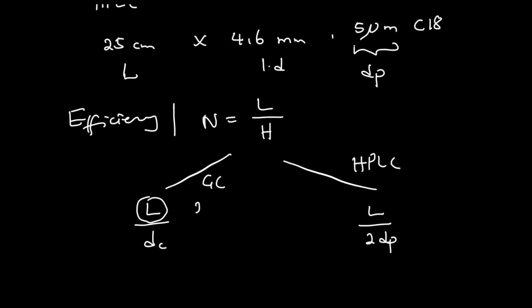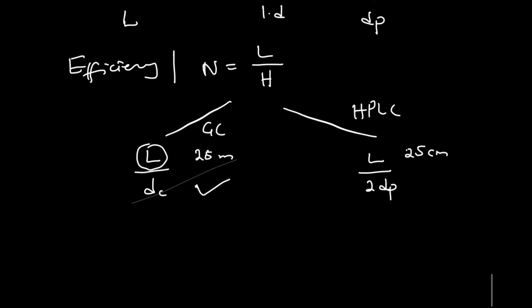So I want us to look at this, guys. That L here, if it's 25 meters, versus L here, which is 25 centimeters, which of the two, GC or HPLC, will have an overall high efficiency? It's definitely gas chromatography, right? Because of the length in this case. So GC has a long length compared to HPLC, because 25 centimeters is 25 times 10 to the minus 2 meters versus 25 meters. So because of this length, GC is going to have an overall high efficiency.